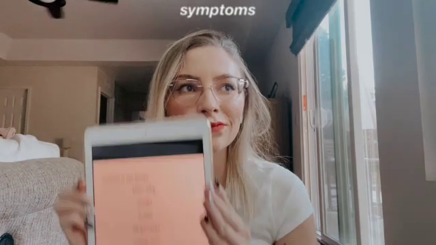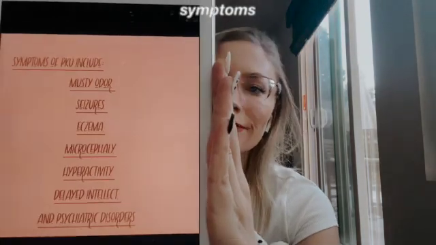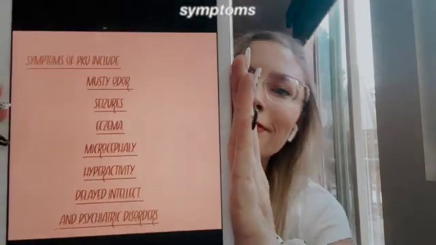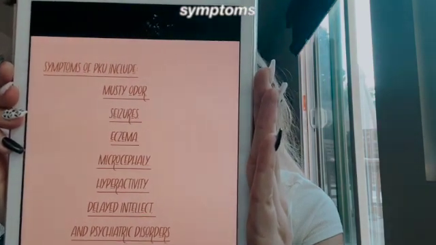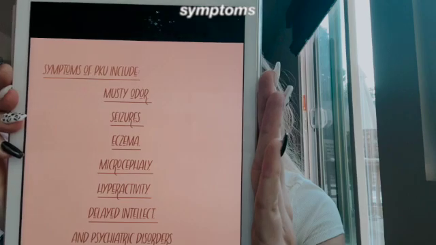Most cases of PKU are diagnosed in childhood, so you probably have access to treatment early on. But what if you don't? What if you have PKU and you don't even know? The symptoms you'd see in PKU are musty odor, seizures, eczema, microcephaly, hyperactivity, delayed intellect, and psychiatric disorders.